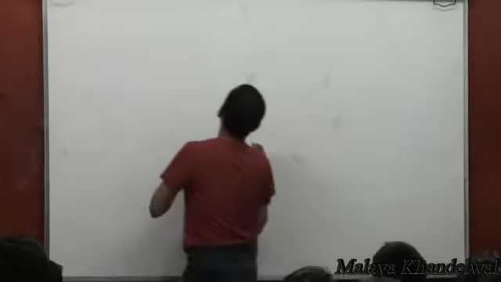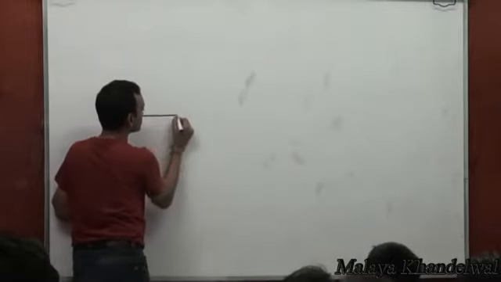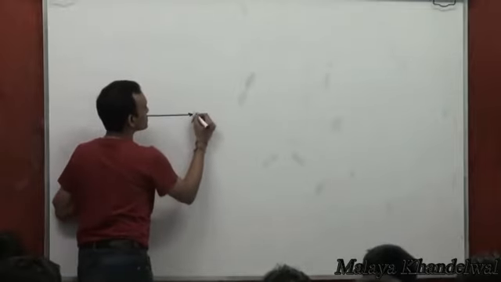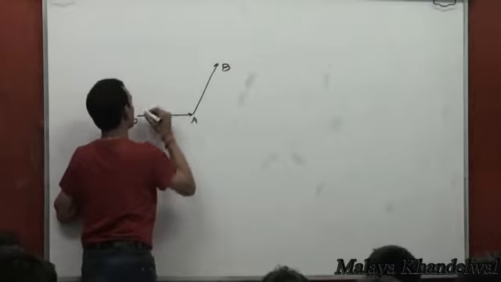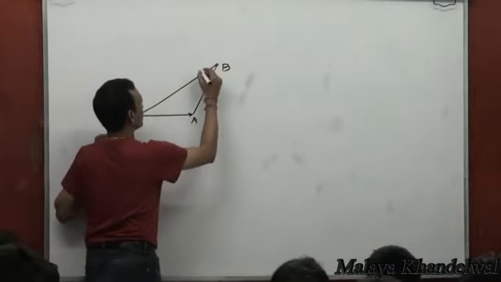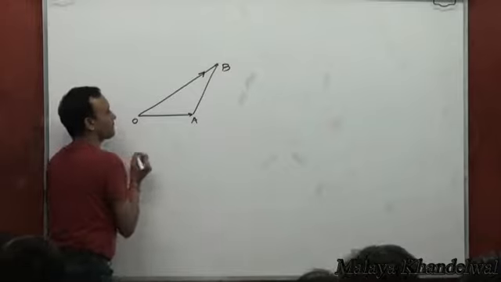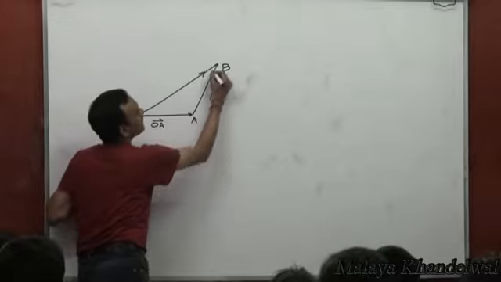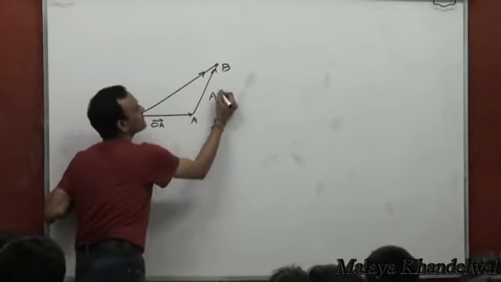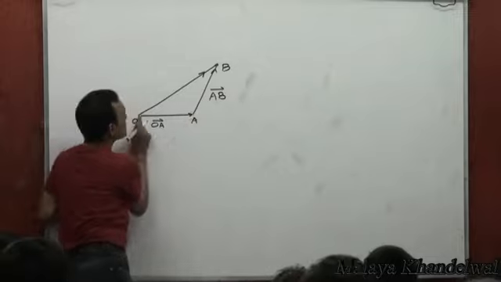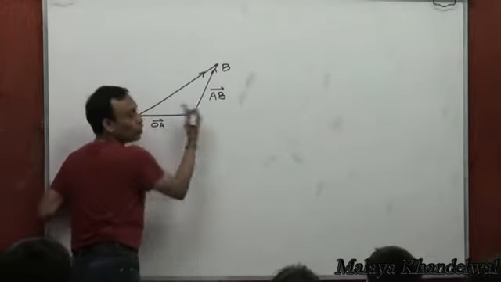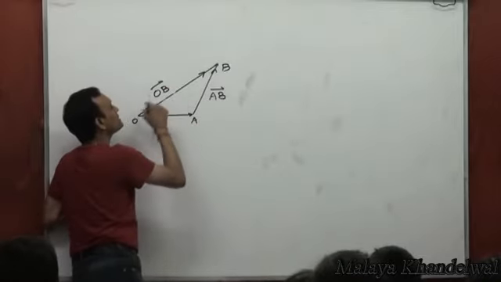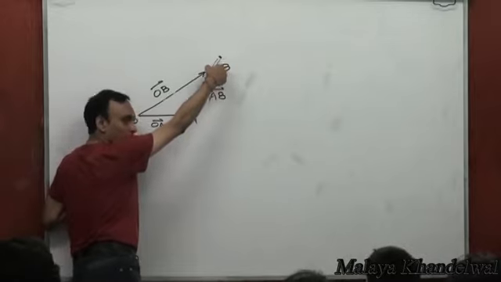Now, the important thing is, suppose this is like this. This vector is the vector OA. This vector is the vector AB from A to B. It means a vector from A to B. This is a vector OA. It means from O to A. This vector is OB. It means a vector from O to B. Yes or no?